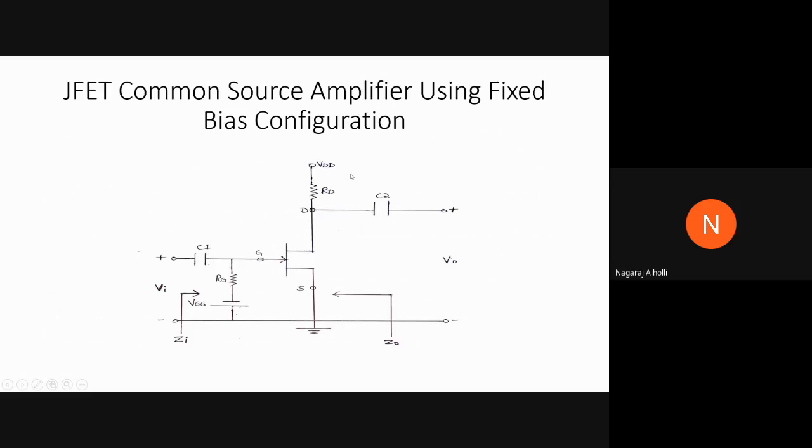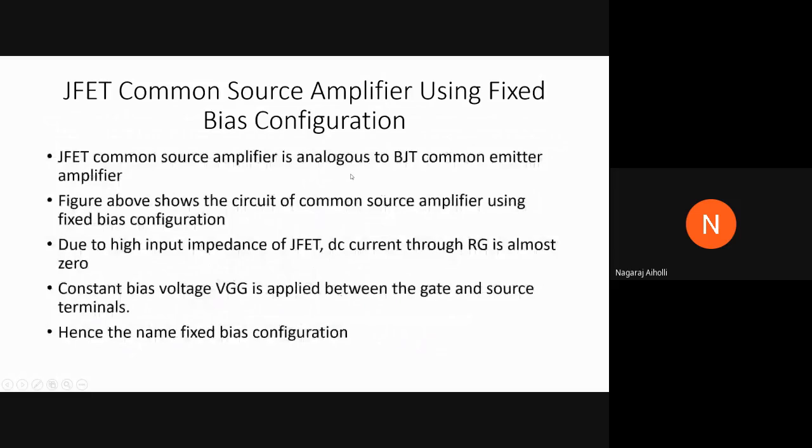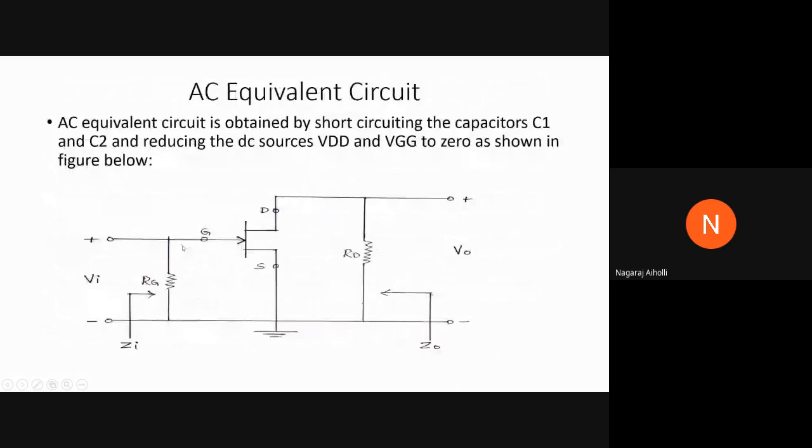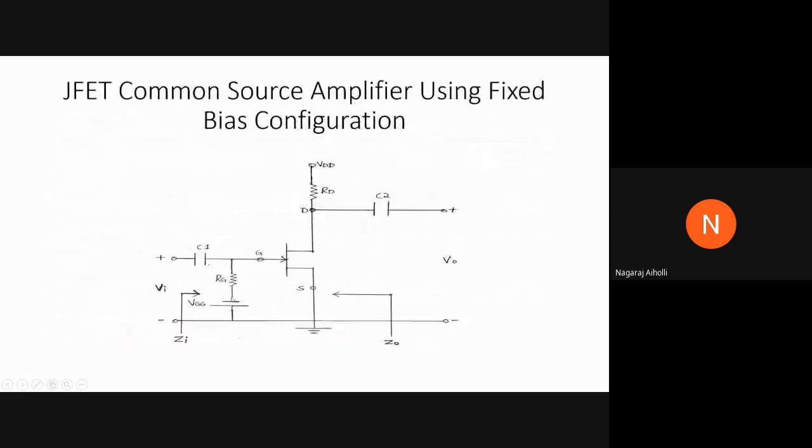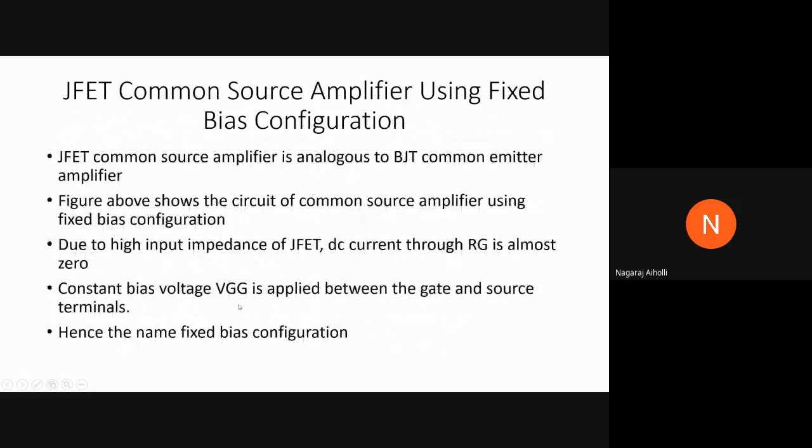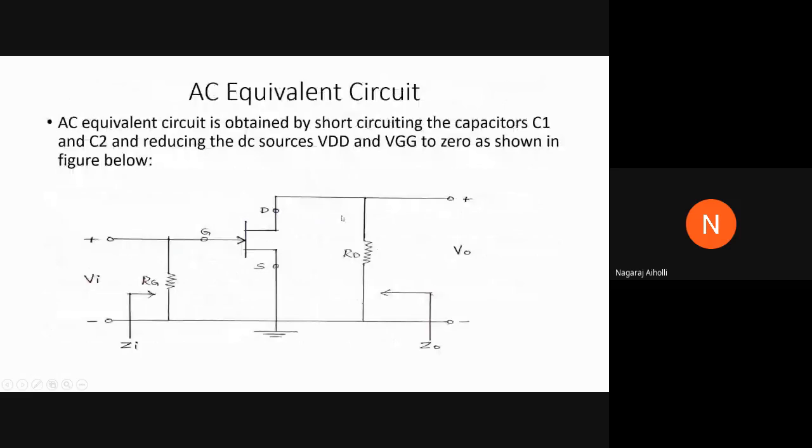That's what it is shown here. So RG is connected between gate to ground. Then here we have drain resistance RD connected between drain to ground. And input impedance Zi, Z0, input voltage Vi and V0 are shown.